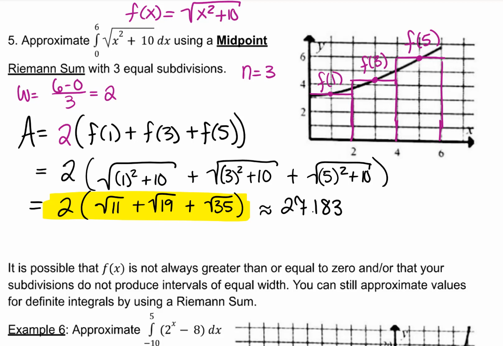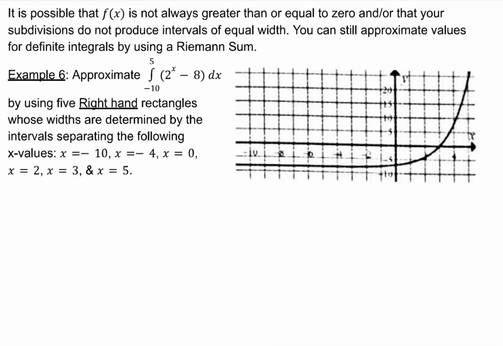It is possible that f of x is not always greater than or equal to 0, and or that your subdivisions do not produce intervals of equal width. You can still approximate values for definite integrals by using a Riemann sum. Approximate the integral from -10 to 5 of 2 to the x minus 8 dx by using 5 right-hand rectangles whose widths are determined by the interval separating the following x values.